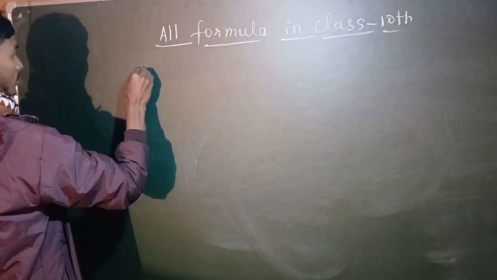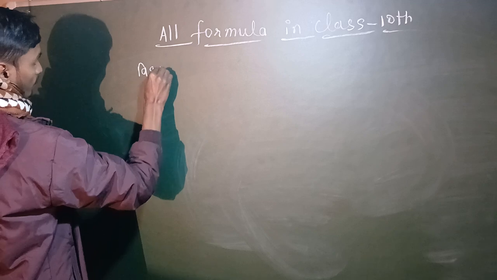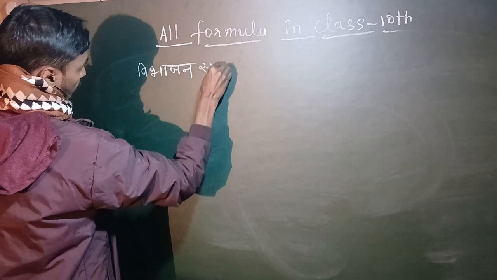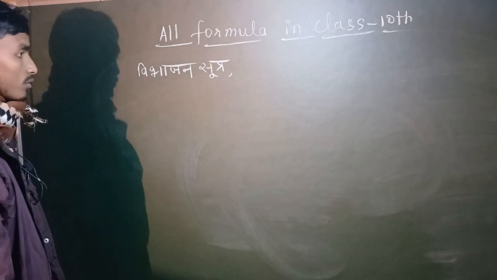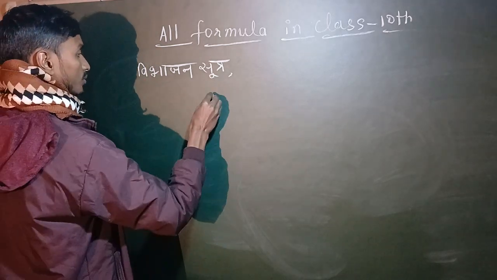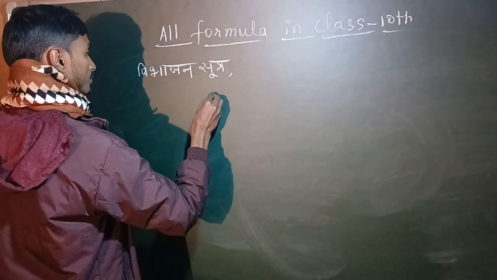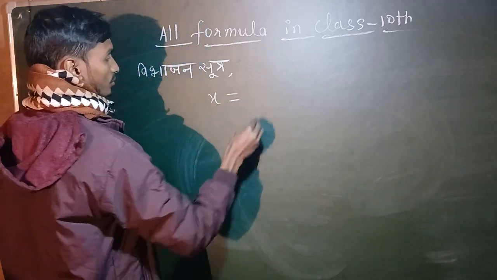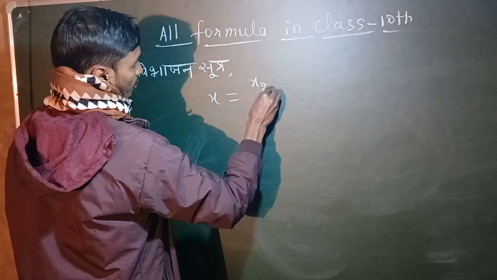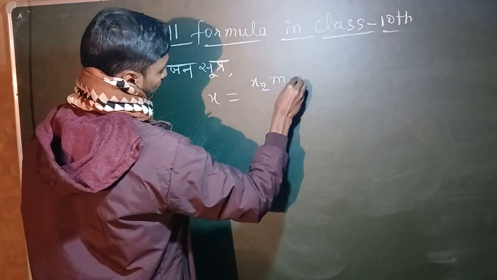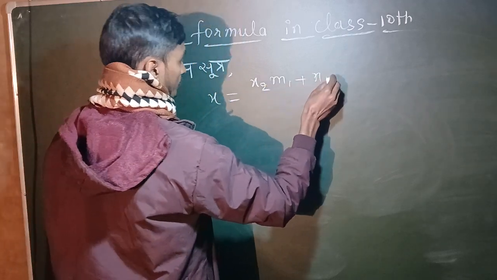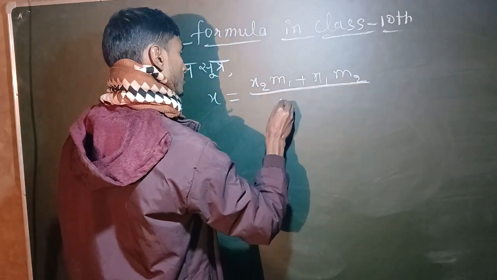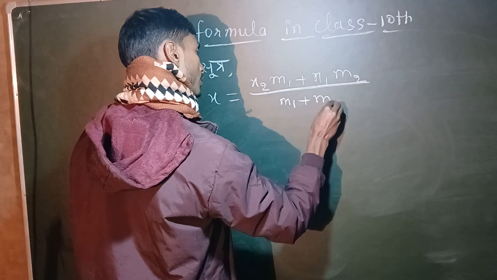Next formula, विभाजन सूत्र. विभाजन सूत्र: x इक्वल टू x2 m1 प्लस x1 m2 अपॉन m1 प्लस m2.